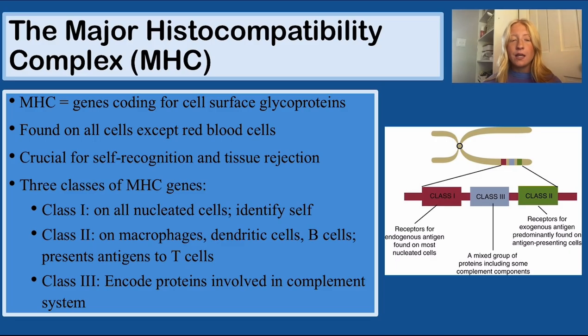And there are 3 different classes of MHC genes. There's class 1, class 2, and class 3. Class 1 molecules are on all nucleated cells. They display normal self-markers. But then class 2 MHC molecules are on macrophages, dendritic cells, and B cells, and they're used to present antigens to T cells, basically showing them what to attack. And then class 3 MHC genes produce proteins that are involved in the complement system. These help destroy pathogens.